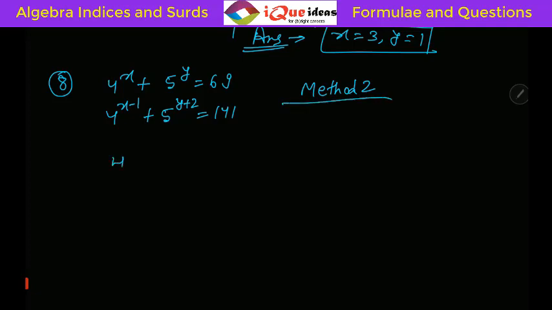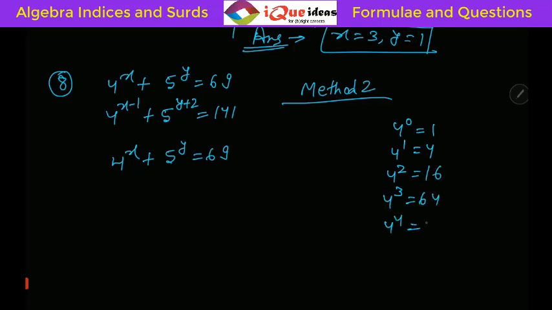Let's see how. 4 raised to x plus 5 raised to y equal to 69. Now in this equation, see, we know the powers of 4. Let me put it this way. 4 raised to 0 is equal to 1. 4 raised to 1 is equal to 4. 4 raised to 2 is equal to 16. 4 raised to 3 is equal to 64. 4 raised to 4 is equal to 256.